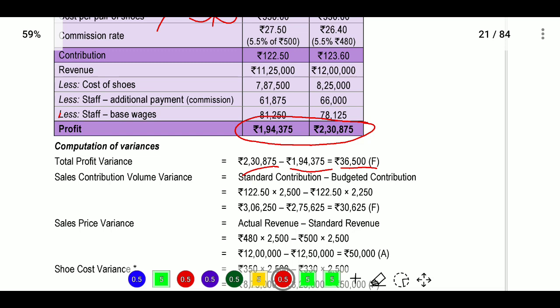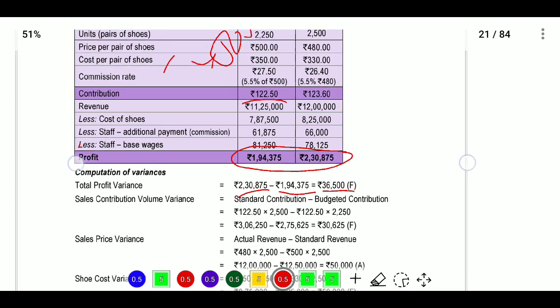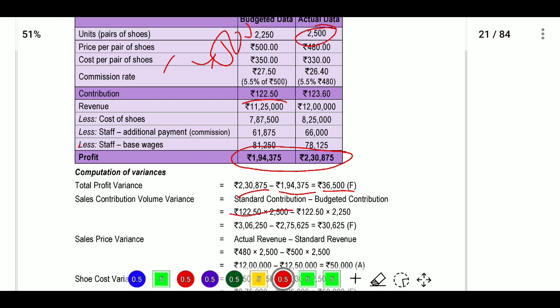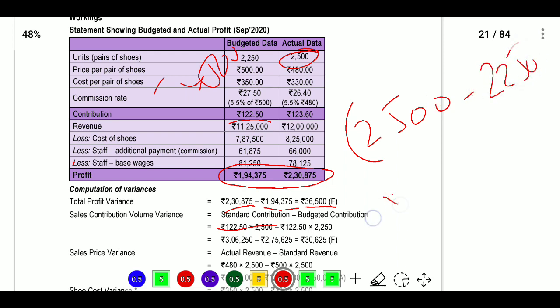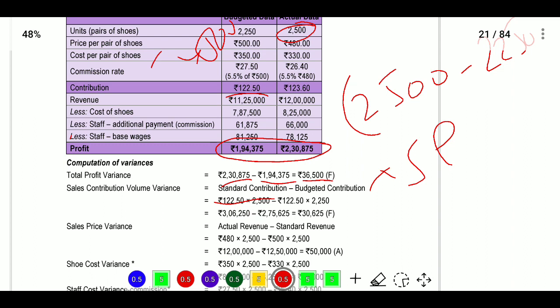Next we will see the contribution difference. What is the contribution difference? That is 122.5 into how many units? 2500 units minus 2250, into the standard price. Price always means standard price. The standard price is 122, so we will take 122. Next, that is the contribution variance.